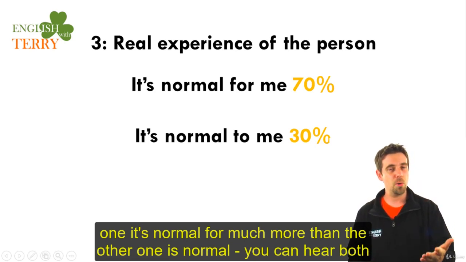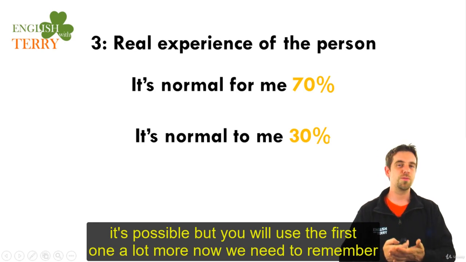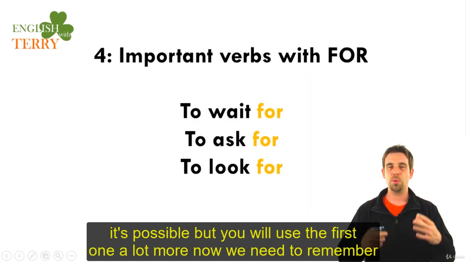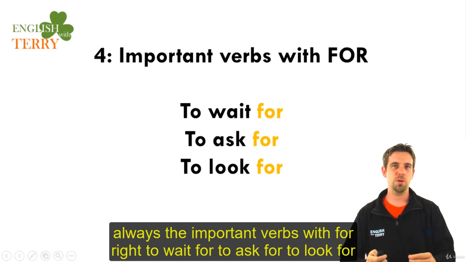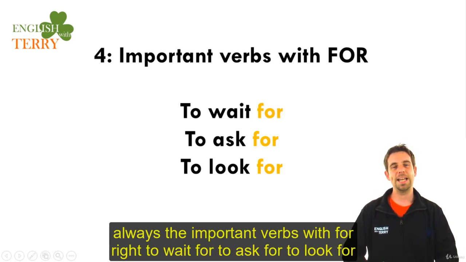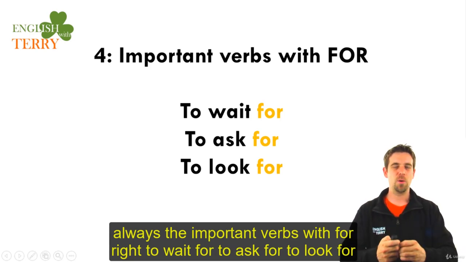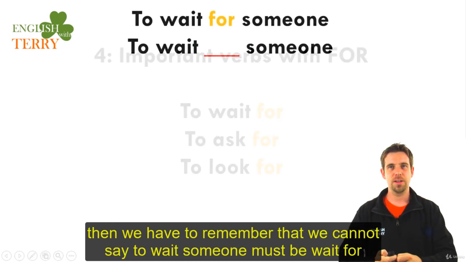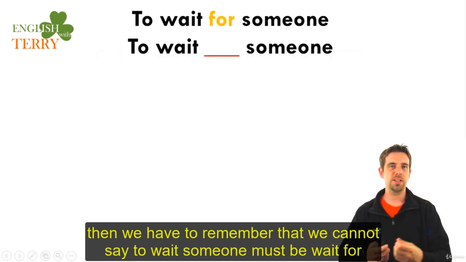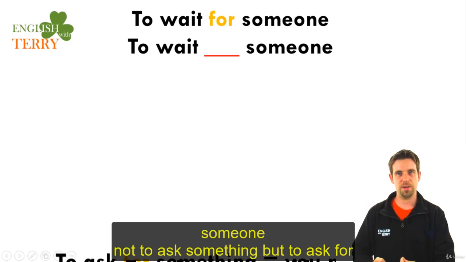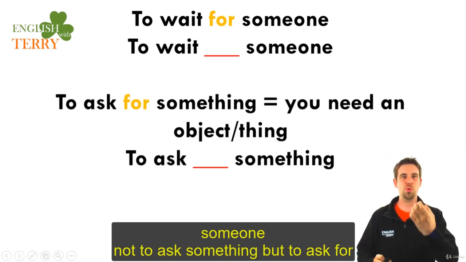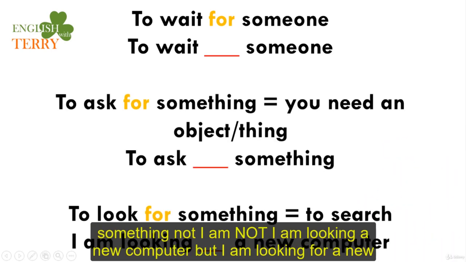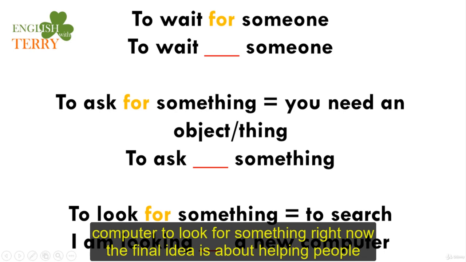You can hear both, it's possible, but you will use the first one a lot more. Now we need to remember always the important verbs with for, right? To wait for, to ask for, to look for. Then we have to remember that we cannot say to wait someone, it must be to wait for someone. Not to ask something, but to ask for something. Not I am looking a new computer, but I am looking for a new computer, to look for something, right?